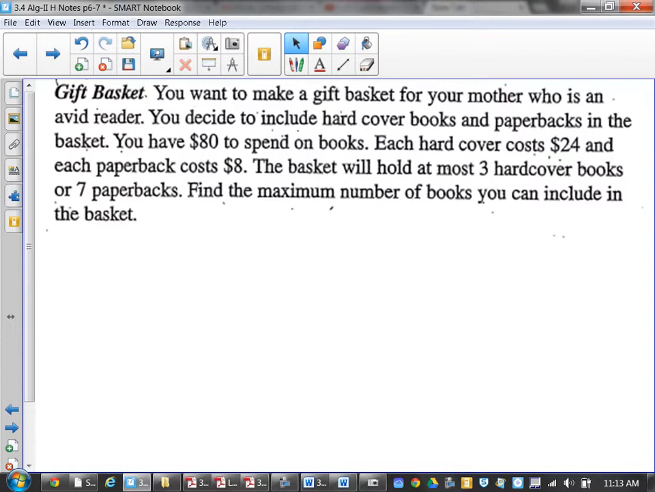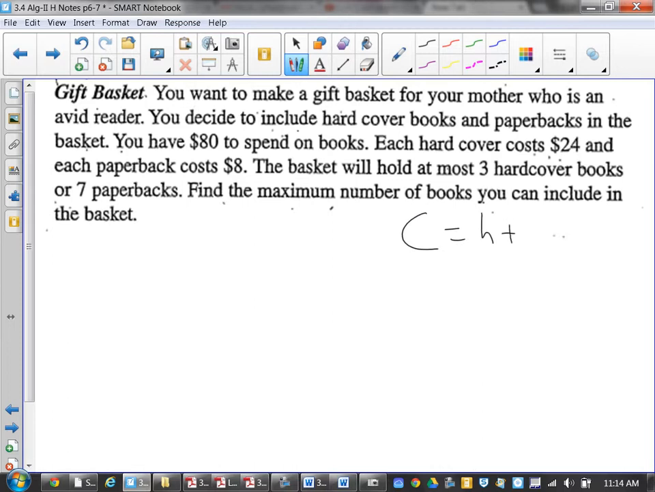The key is the fact that it's asking you to maximize the number of books. How do you count books? You just add them up. You're not multiplying anything by the books. You're just adding books, so you're counting the total number. You want to maximize the total number. So our C value is going to be the number of hardcover books plus the number of paperback books.